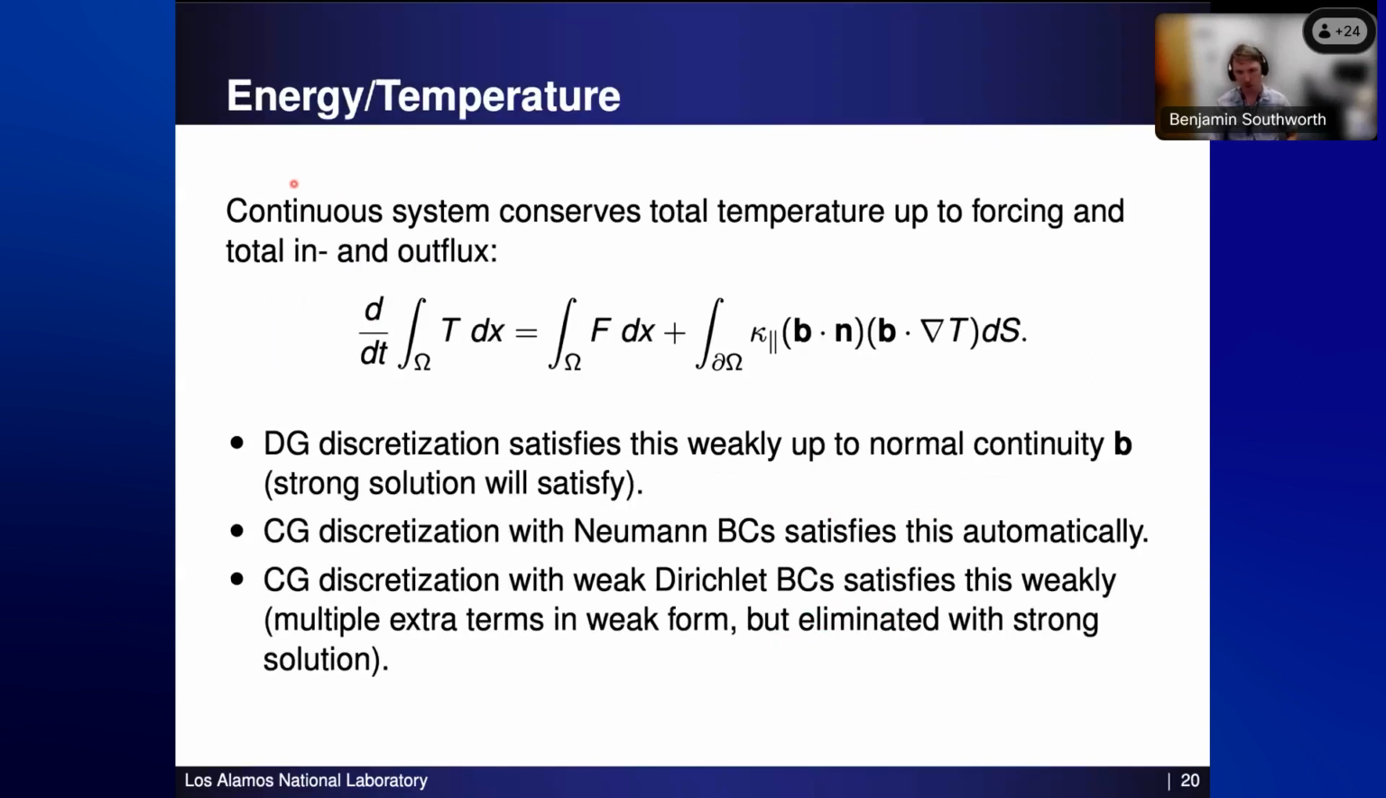Okay, and then the other structural property that we care about is the total energy and temperature. And so the continuous system conserves total temperature, again, up to forcing and total in and outflux. So we have our forcing integral here over the domain, and then we have the flux through the boundary of the diffusion. And so, again, the DG discretization will satisfy this weakly and up to normal continuity of B. So effectively, as long as you have a magnetic field with sufficient regularity and a strong solution, then you satisfy this property in the weak sense. And then the CG discretization with Neumann boundary conditions automatically satisfies this. There's no weak aspect about it.